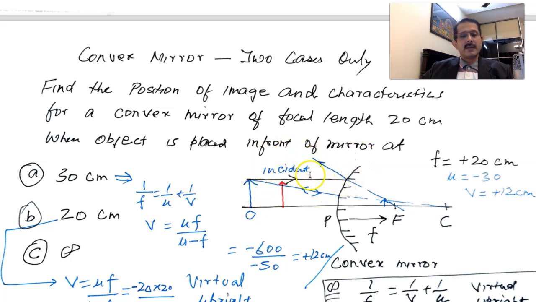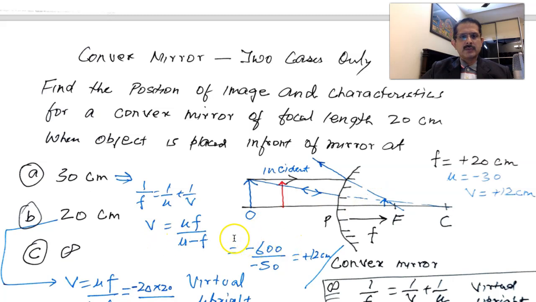These would never meet. These are divergent rays. But if we produce it backwards, it will meet somewhere here before the focus, and the direction of this would be from pole to focus. So it will be positive, because this direction and the incident ray direction are in the same direction. Both are positive, as I always said.